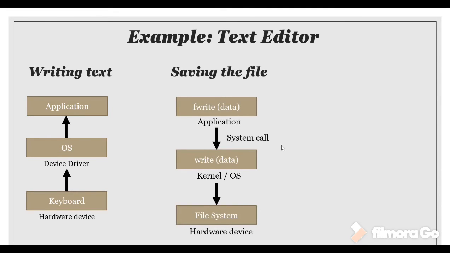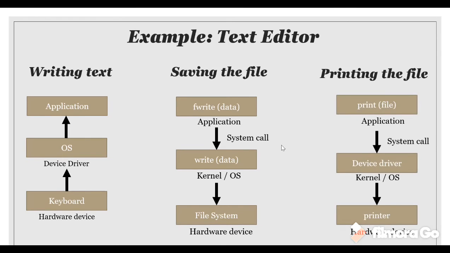Saving the files. For example, using C or C++ languages, usually let's say a function called fWriteData at application, and by using system call at the kernel write data, it will then send to the file system as the instruction. Whereas for printing the file, by using same functions, let's say printing file name at the application, then send the system calls device printer associated with device printer at the kernel, and send the instruction to the printer as hardware.